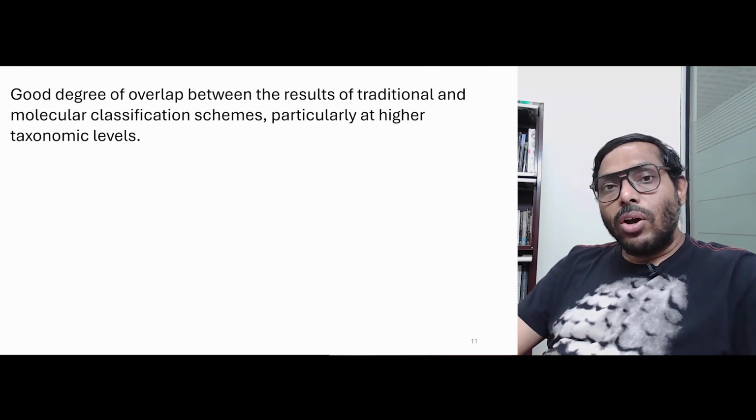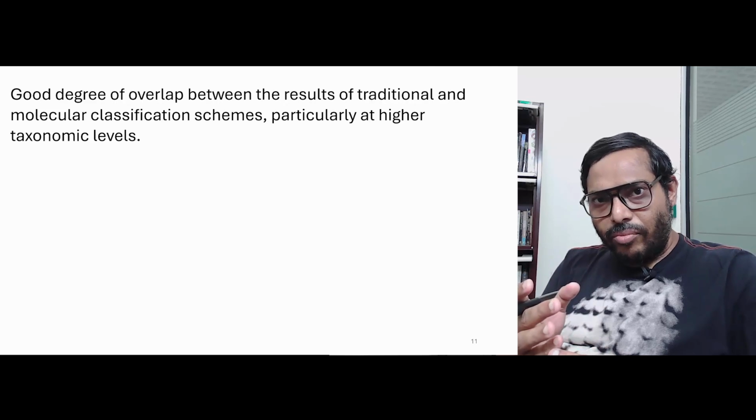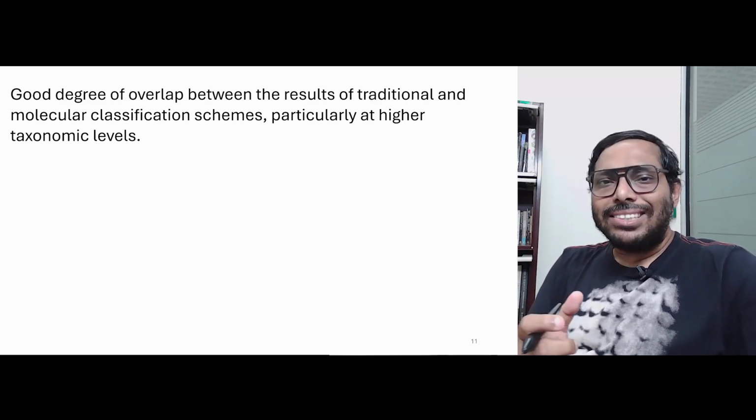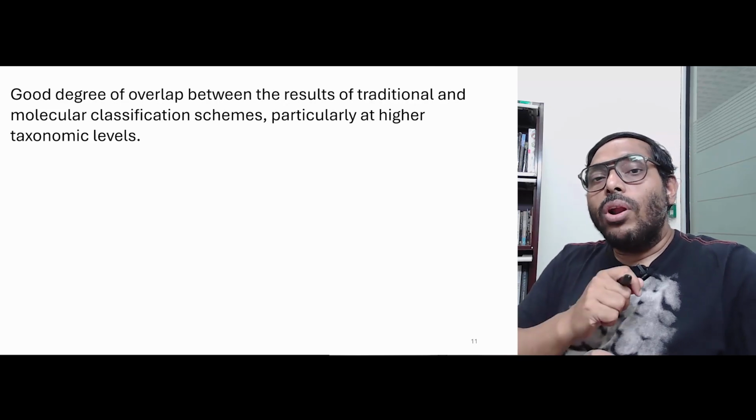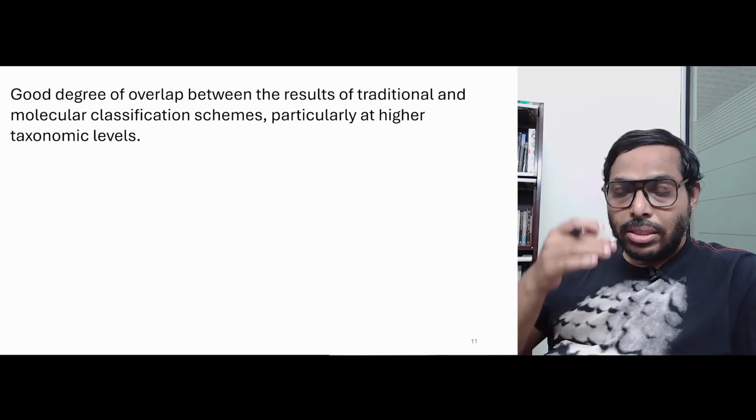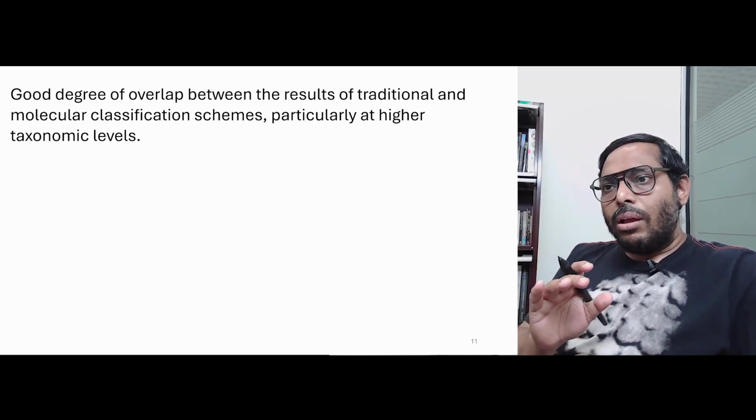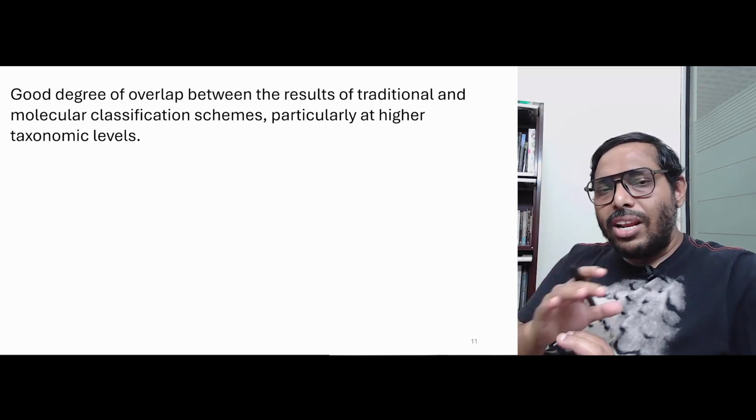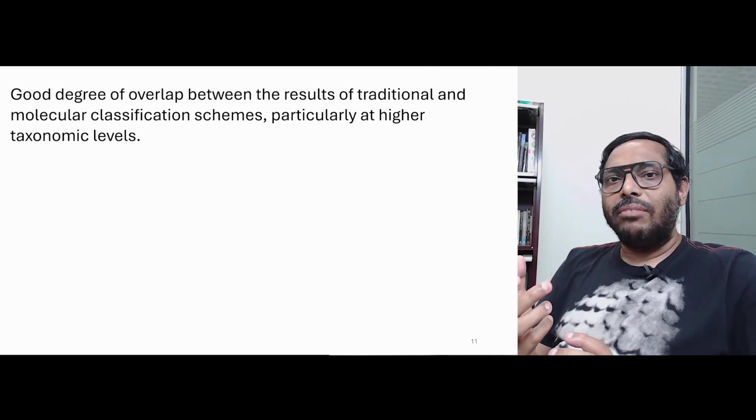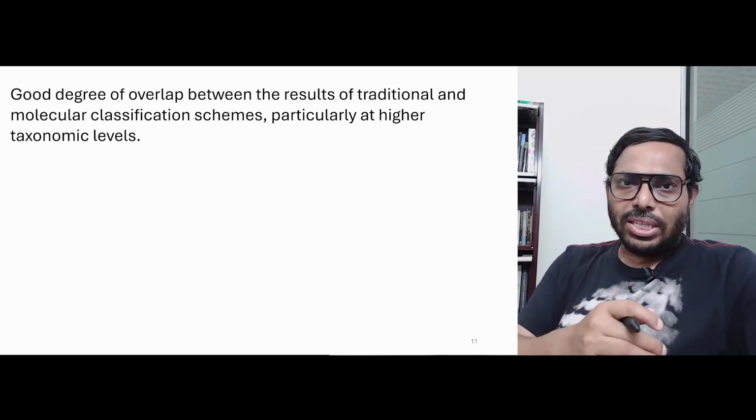Why? Because the number of morphological traits that are available for you to do the classification is actually much less compared to the amount of molecular information that is available to figure out those relationships. Therefore, the degree of certainty and the degree of resolution that you will have from any molecular scheme is far greater than the degree of resolution that you are going to have from a morphological scheme.